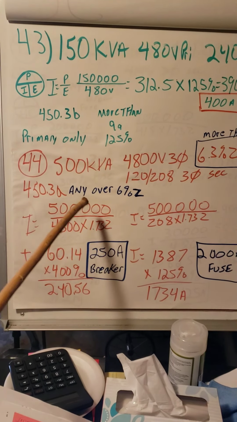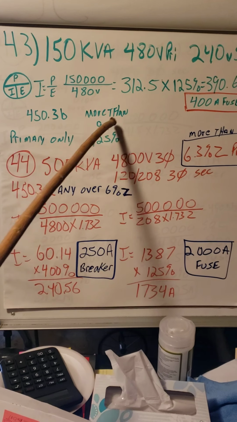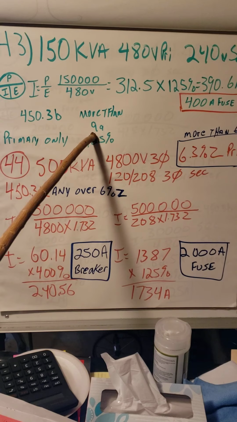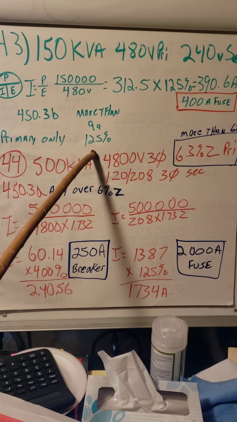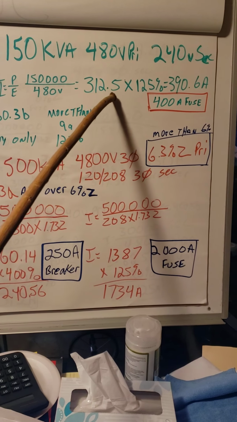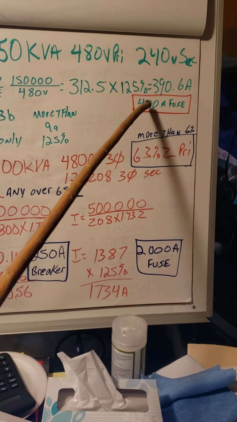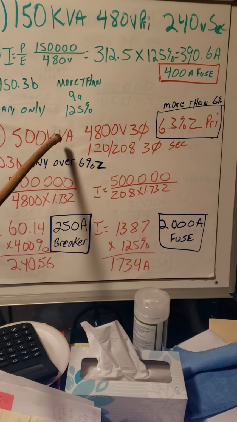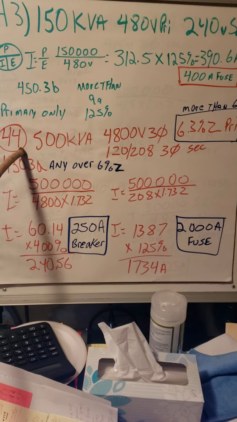Okay, number 44. Again, 450.3B, more than 9 amps, primary only, 125%. Now multiply that by my amperage, and then I just move up to the next breaker size, as it says in note 2, I think. Number 44.